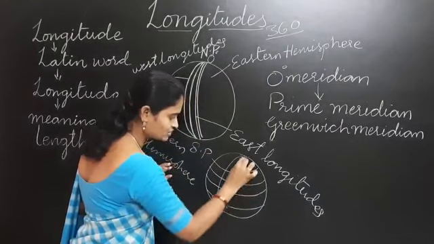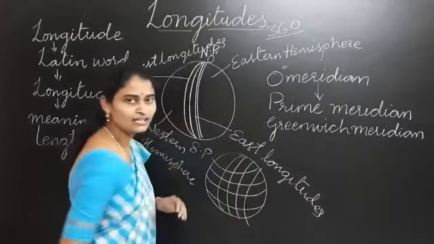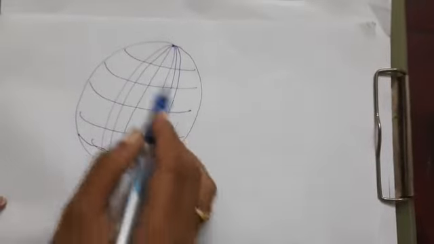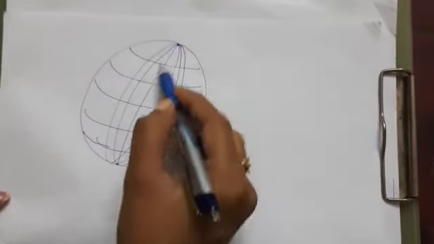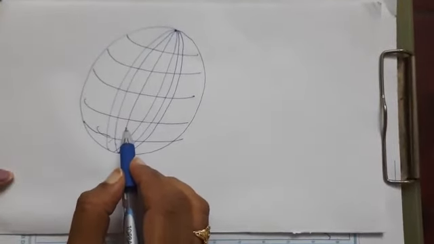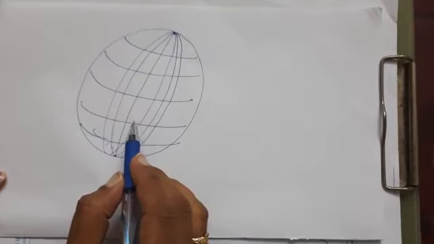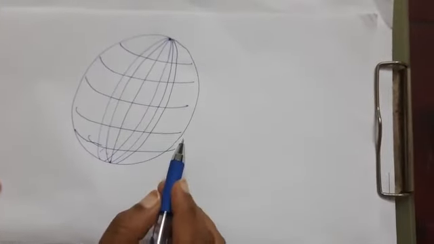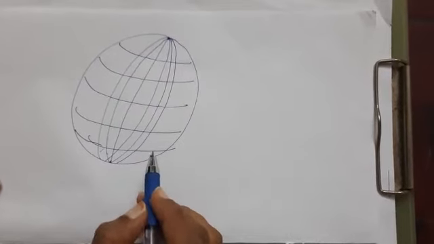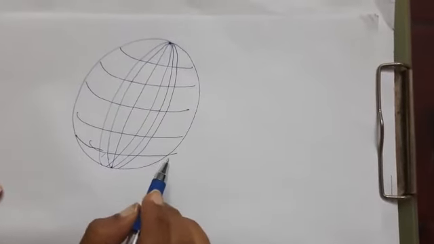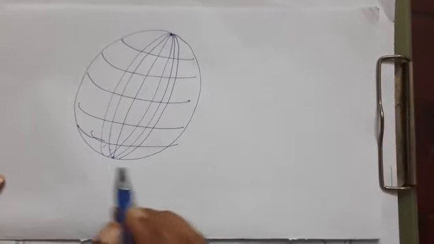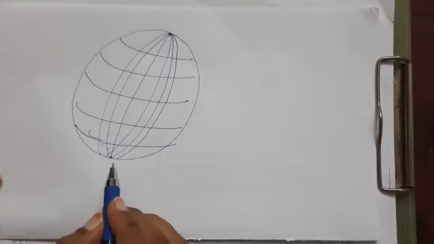What are the uses of latitudes and longitudes? The latitudes and longitudes are useful for locating places and features on the earth's surface, to know the climatic conditions of a particular region, and in which direction we should go to reach it. That means to reach the destination, and they are useful to know the time.